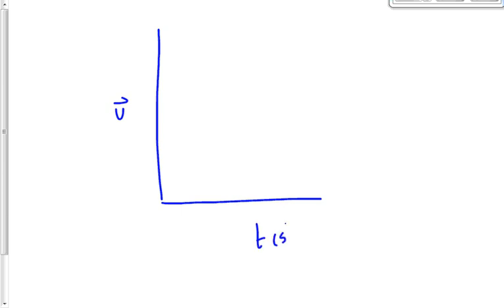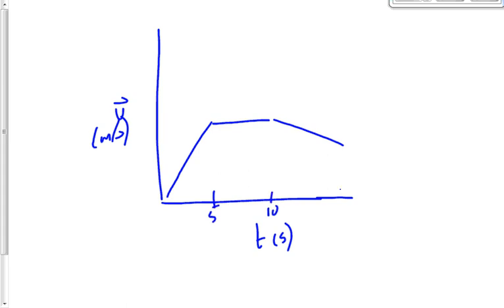All right, let's draw a picture of a velocity time graph. We'll make time in seconds and velocity in meters per second. Let's make it look something like this. Let's go 5 seconds, 10 seconds, 15 seconds, and let's make this 10 meters per second. I want to find right now the velocity at 8 seconds. How do we get the velocity at 8 seconds?